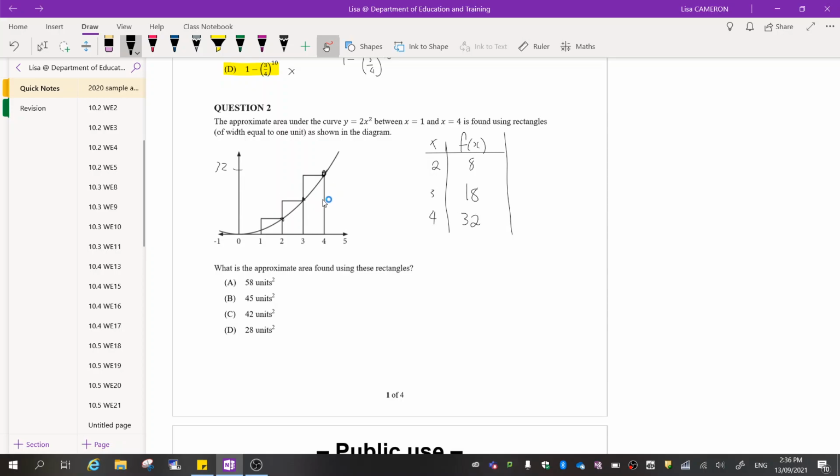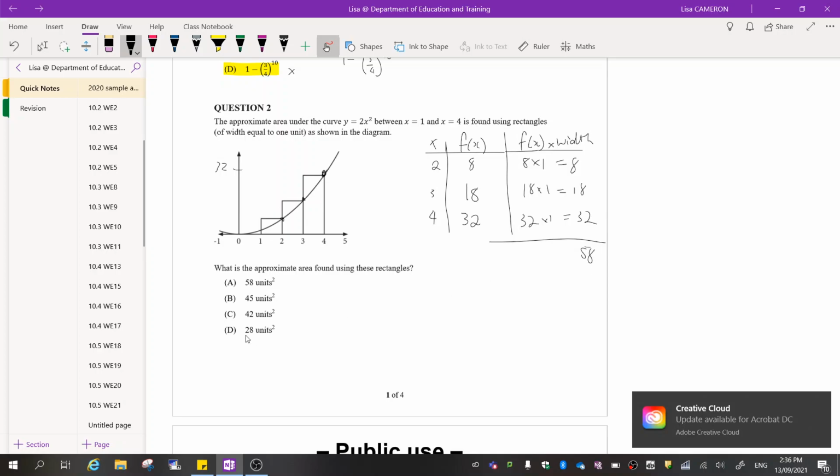Okay, so to work out the area of each of these, I'm going to do its height multiplied by the width. It tells us in the question that the width is equal to 1. So I'm going to do this one times 1, which will just give me 8. This one times 1, which gives me 18. Now, I know you can see that this is pretty obvious, but if we had a different number, you might get a little confused, so we're just going to run through the steps. The next thing I'm going to do to work out the area of all these rectangles is add them all together. 32 plus 18 plus 8 makes 58, meaning that we are looking at A as our answer.